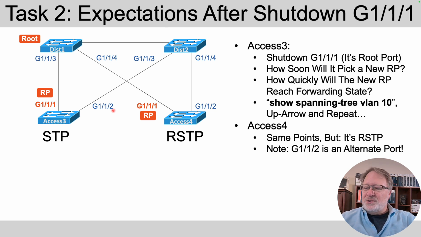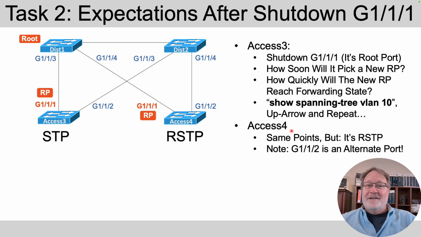Make sure you're comfortable with the topology. At task 2, I want you to get ready to repeat the show spanning tree VLAN 10 command repeatedly. Up arrow, press enter, up arrow, press enter. Make sure you're comfortable with doing that. And pause for a moment and think about, on access 3, how soon will it pick a new root port and how quickly will it reach a forwarding state? In other words, how fast will convergence happen? Then ask yourself the same thing on access 4. How fast will that happen there? So mentally think through the problem before you try it out.